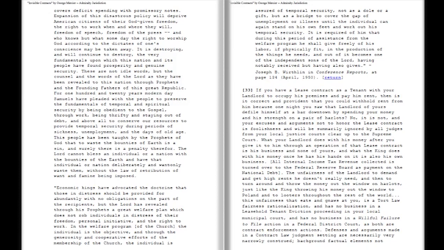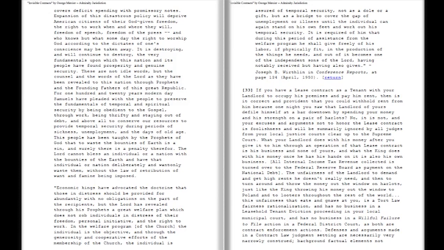In the welfare program of the church, the individual is the objective, and through the generosity and cooperative efforts of the membership of the church, the individual is assured of temporal security, not as a dole or a gift, but as a bridge to cover the gap of unemployment or illness until the individual can again stand on his own feet and work out his temporal security.